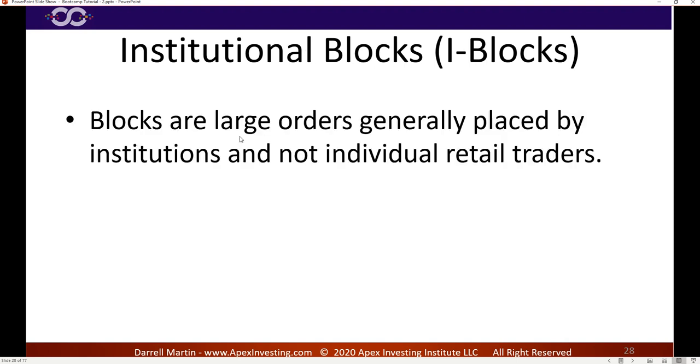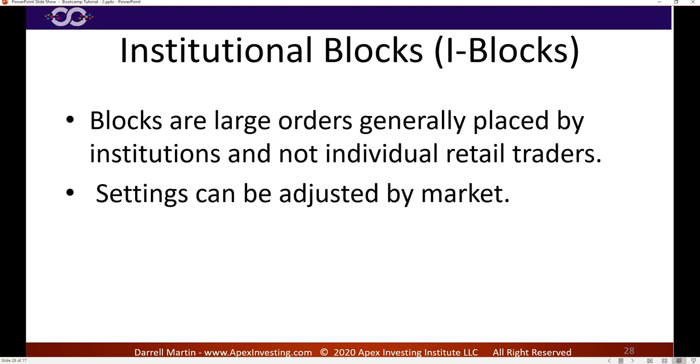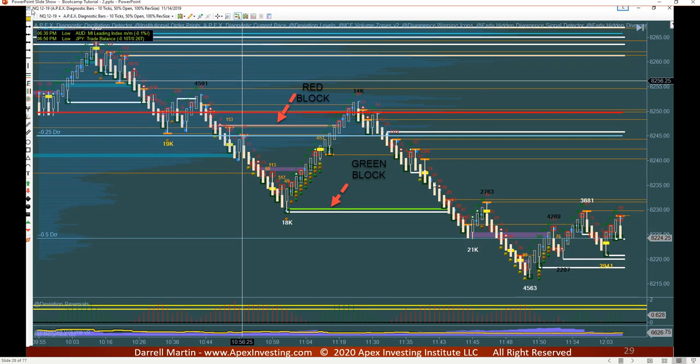Institutional blocks or I blocks. Blocks are large orders that are generally placed by institutions, not individual retail traders, right? When you see big block orders come in of 50 contracts or 200 contracts, that's probably not me or you placing 200 contracts. It's probably not Joe Blow next door. That's probably an institution, a big investor. And they're denoted by the red or green lines. For example, see this right here on your chart?